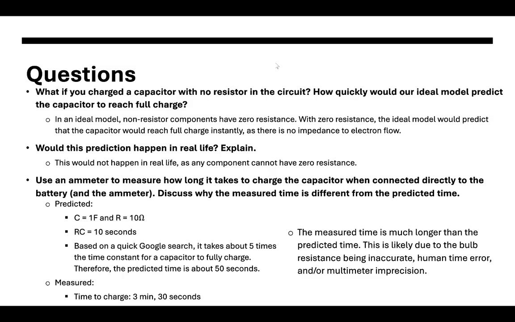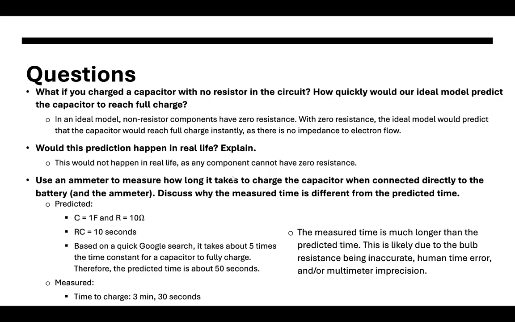What if you charge a capacitor with no resistor in the circuit? This would be an ideal model, and in an ideal model, there's no resistance from anything that isn't a resistor. So with zero resistance, the ideal model would predict that a capacitor would charge instantly, as there's no impedance to electron flow. And this would not happen in real life, as components can't have zero resistance. It's just not possible.